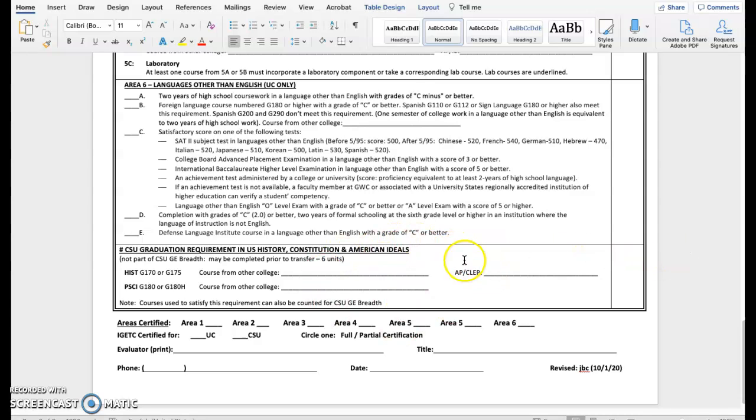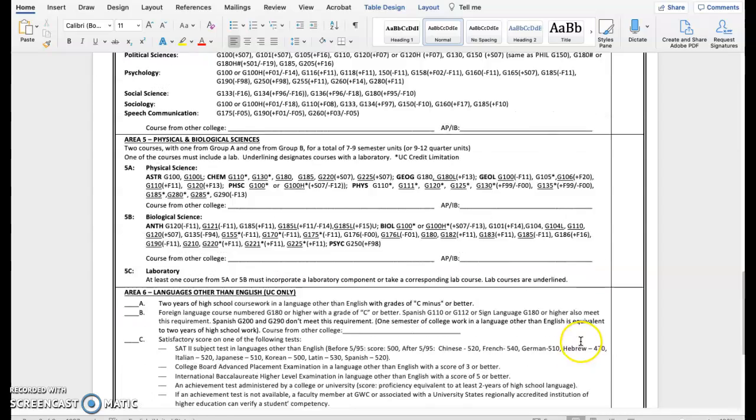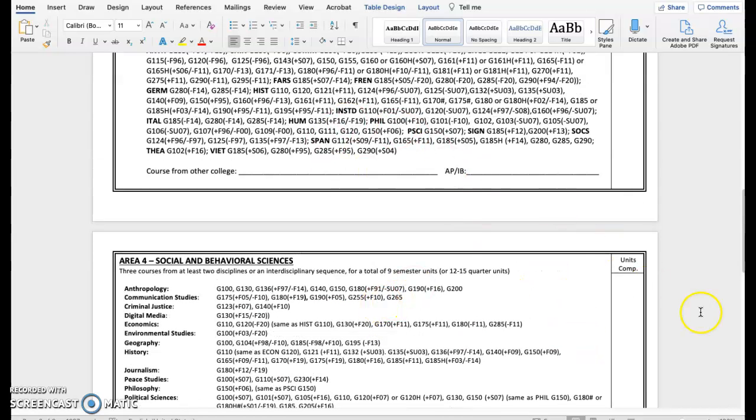Lastly, also not a requirement really of IGETC, but if you do intend to apply to CSUs, they do have a graduation requirement where you have to take a US history course and a political science course. So we often encourage students to take those classes while they're here and build them into their general education so they do not have to do it after they transfer. And so what this means is you would take either History 170 or 175 and Political Science 180. And what's great about this, as I said, is you can actually use these classes to fulfill some of your general education requirements. For example, in social sciences or in the humanities.